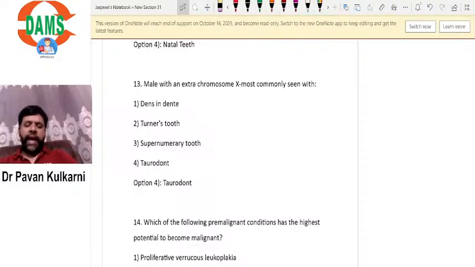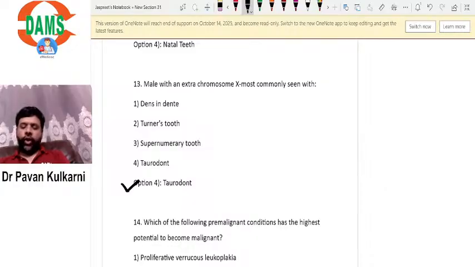Okay. Now, male with an extra X chromosome, most commonly seen with. Now here, all of us know one extra X chromosome is seen in males in Klinefelter syndrome. So basically, normally we know that males have got XY, whereas sometimes there is an extra X chromosome, that is called Klinefelter syndrome. In Klinefelter syndrome patients, typically you will see taurodontism.